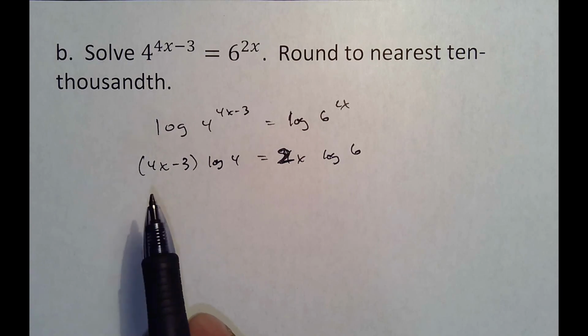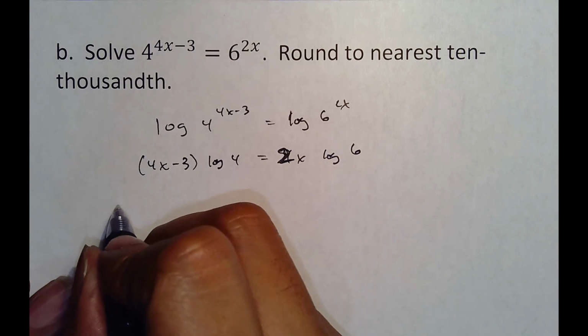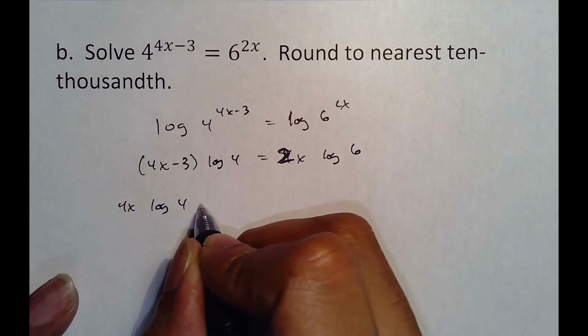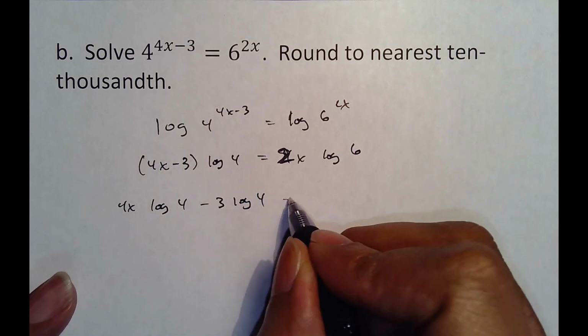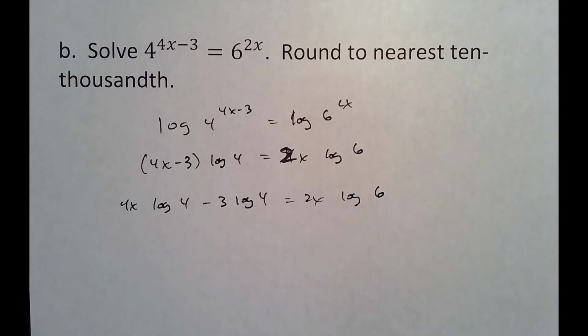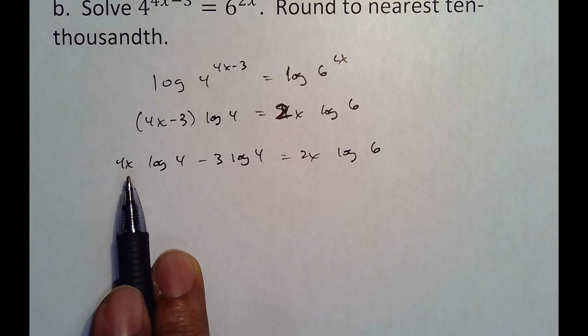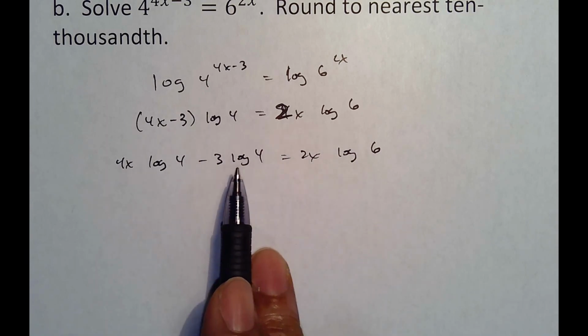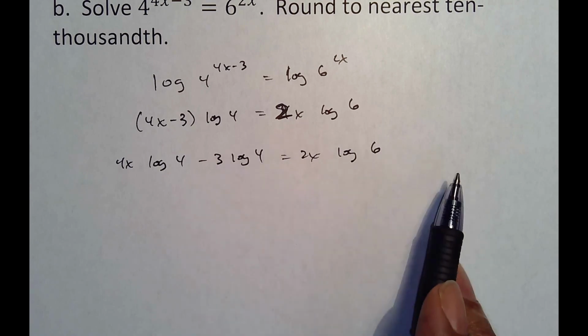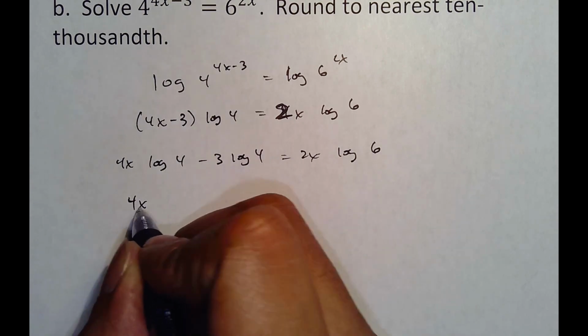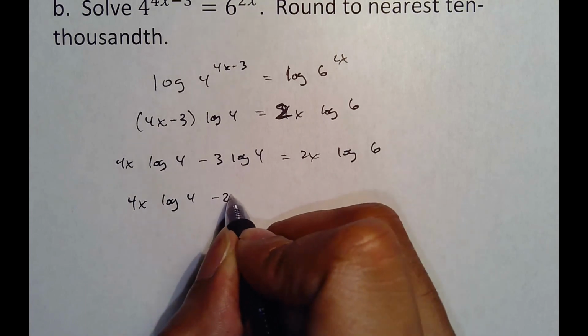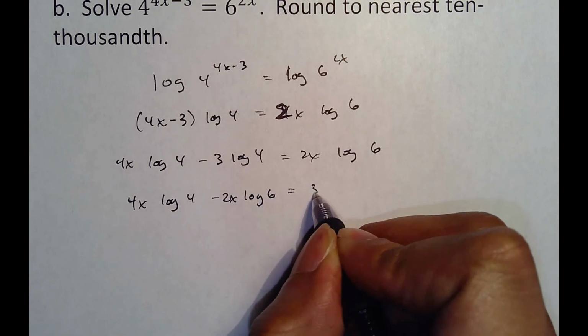You then have to use that trick, because we've got to separate these x's. So this becomes 4x log of 4 minus 3 log of 4 equals 2x log of 6. The best thing we can do is to get our x's on one side. I like the 4x over here because it's bigger, but I want my 2x to move over here with it. But if I move my 2x, I'm going to need to move my 3 log 4 over here. So I end up with 4x log of 4 minus 2x log of 6 equals 3 log of 4.